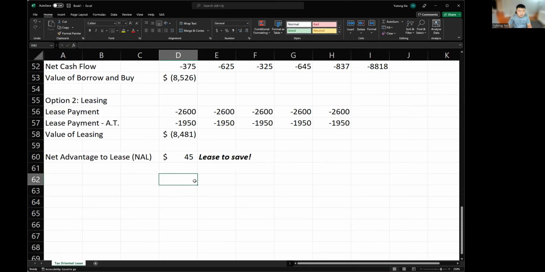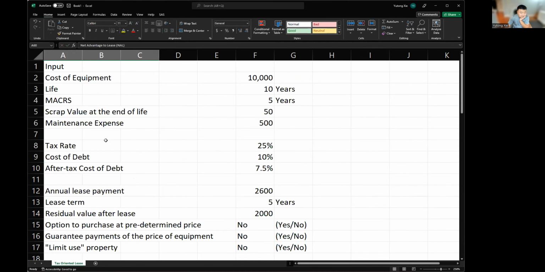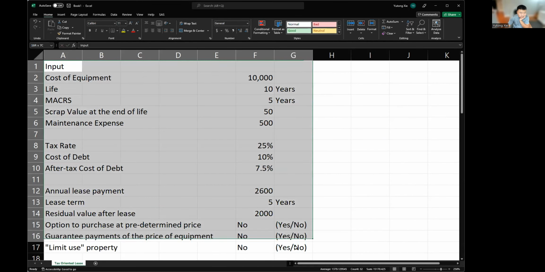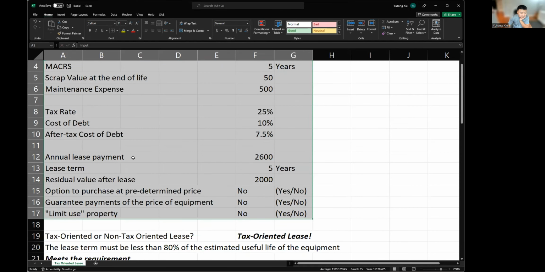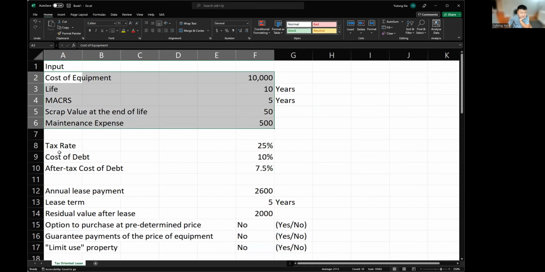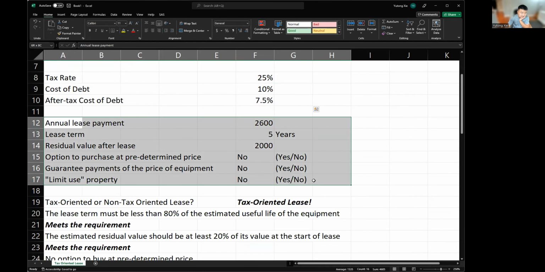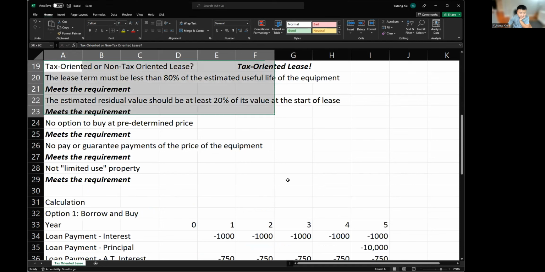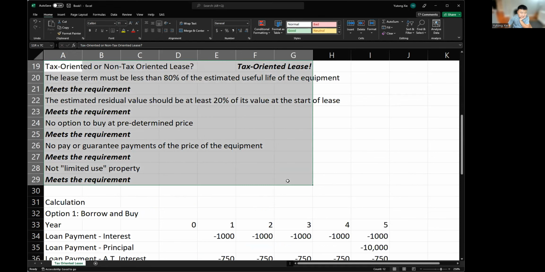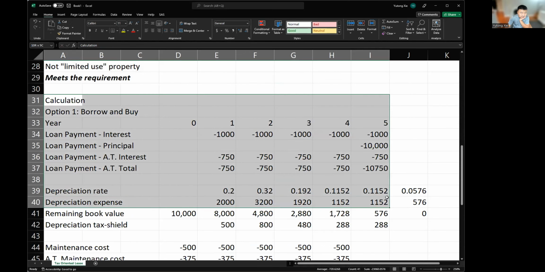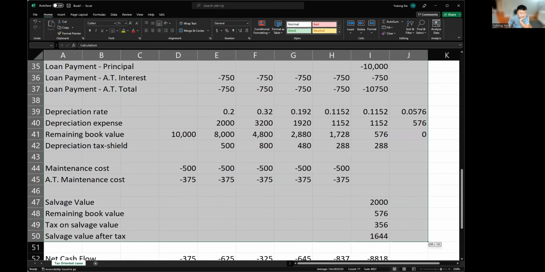Okay, so this is the whole model. So we have the input section, where we input information about the equipment, the financials of the company, and the lease. Okay, and then we decide to test whether this can be a tax-oriented lease or non-tax-oriented lease, and then we can do the calculation to evaluate whether it's a good lease or a bad lease, good to lease or not good to lease.